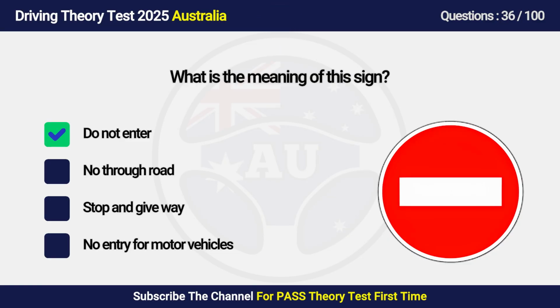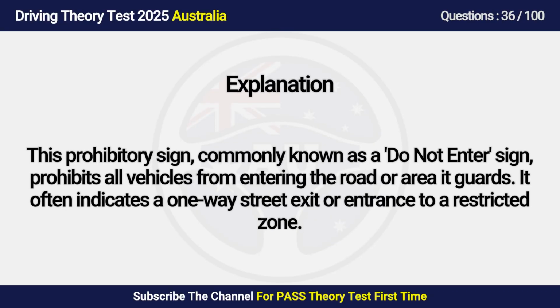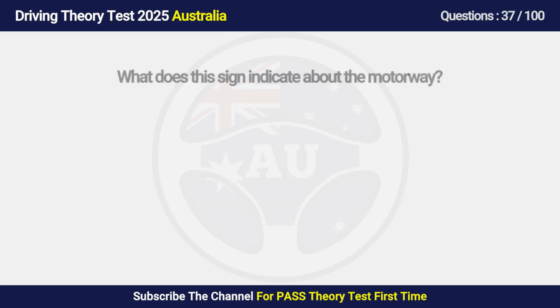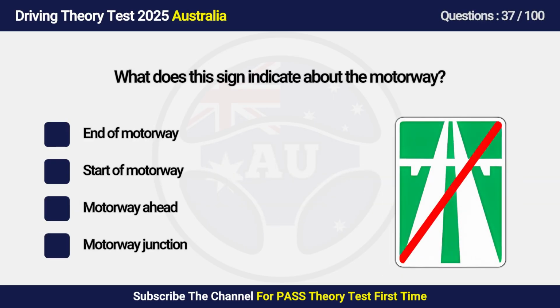Answer is A. Do not enter. This prohibitory sign, commonly known as a do not enter sign, prohibits all vehicles from entering the road or area it guards. It often indicates a one-way street exit or entrance to a restricted zone. Question 37. What does this sign indicate about the motorway?